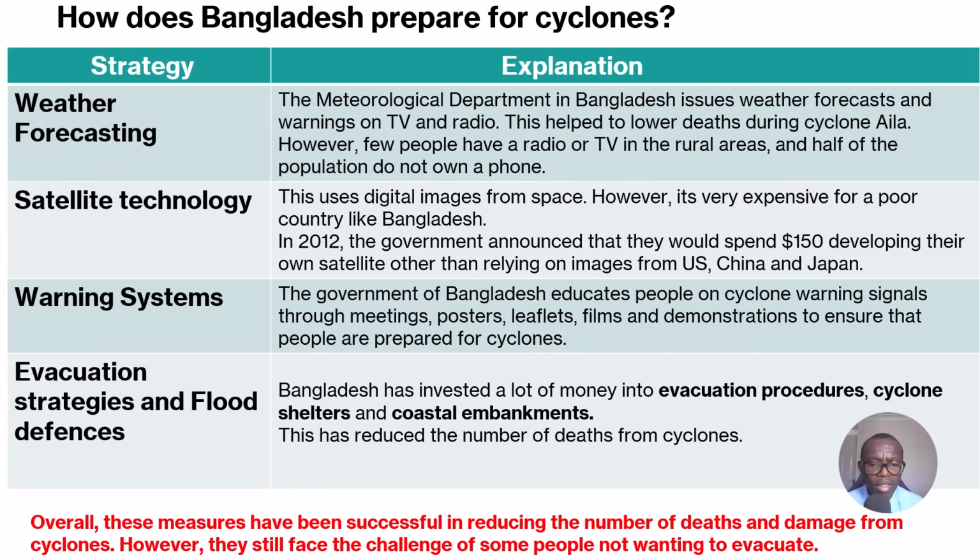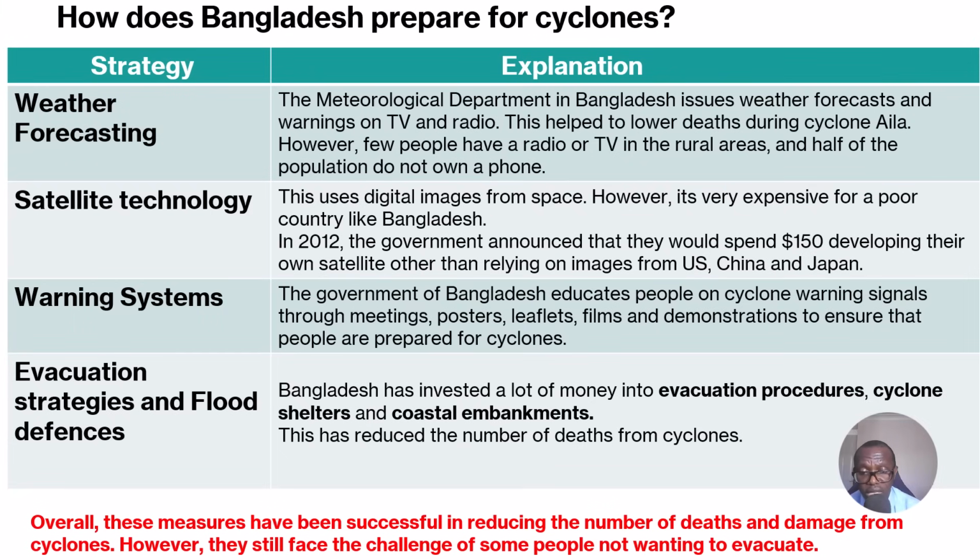Then thirdly, we have warning systems. So the government of Bangladesh again here educates people on cyclone warning signals, and they do this through meetings, posters, leaflets, films, and demonstrations, so that people know what to do if a cyclone was to hit the area, and therefore be prepared. And then lastly, we have evacuation strategies and flood defenses.